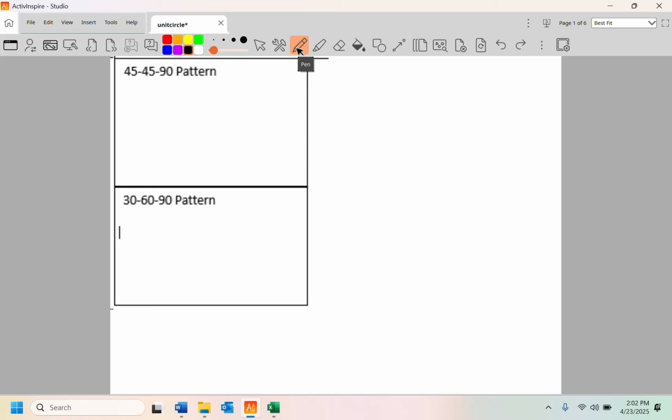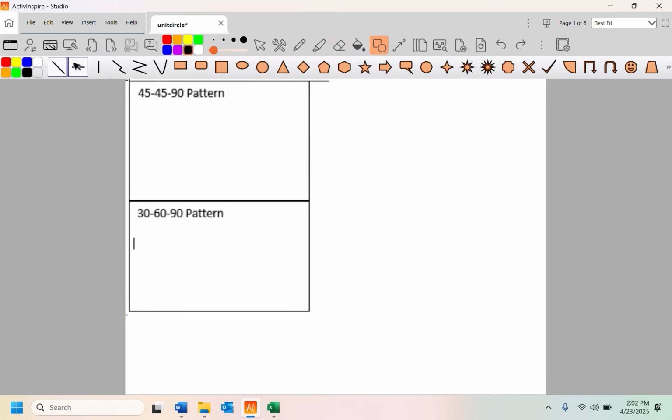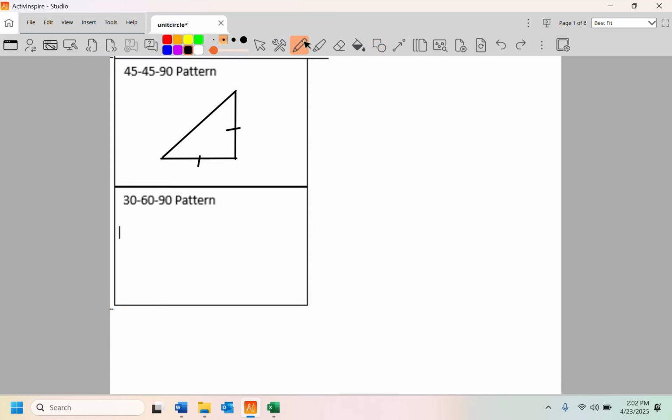The unit circle is built on two very special triangles. One of them is what we call the 45-45-90. A 45-45-90 triangle has a pair of congruent legs, roughly the same length, and I'm just going to denote that with these tick marks that imply congruency. And what we do is we call them both x.